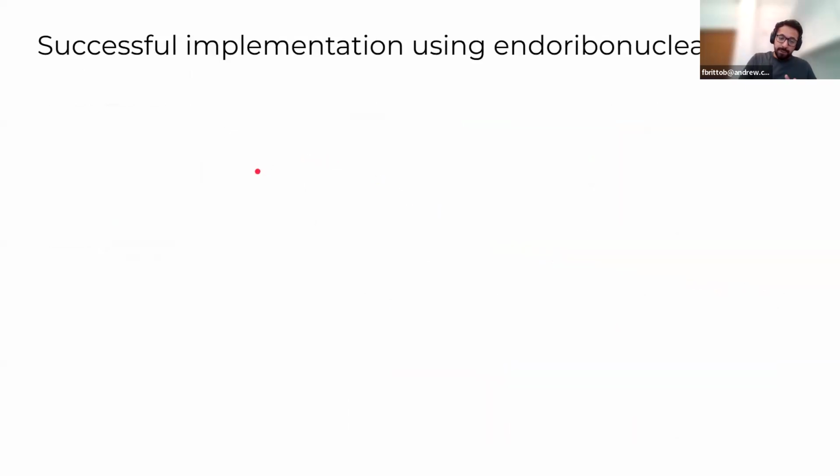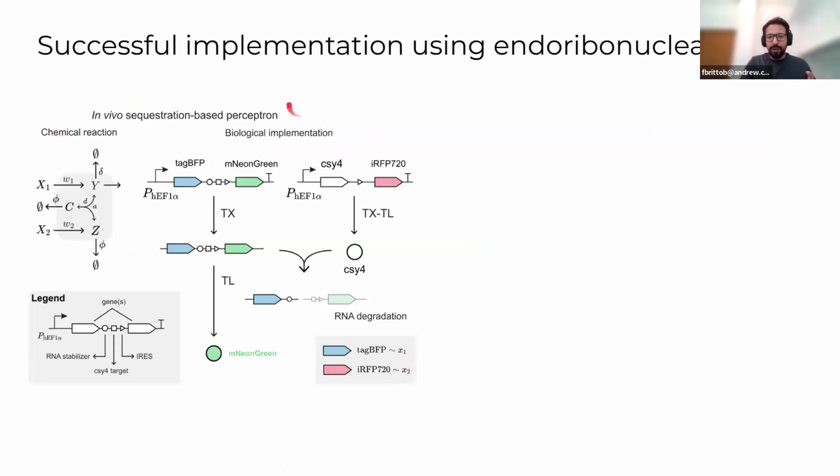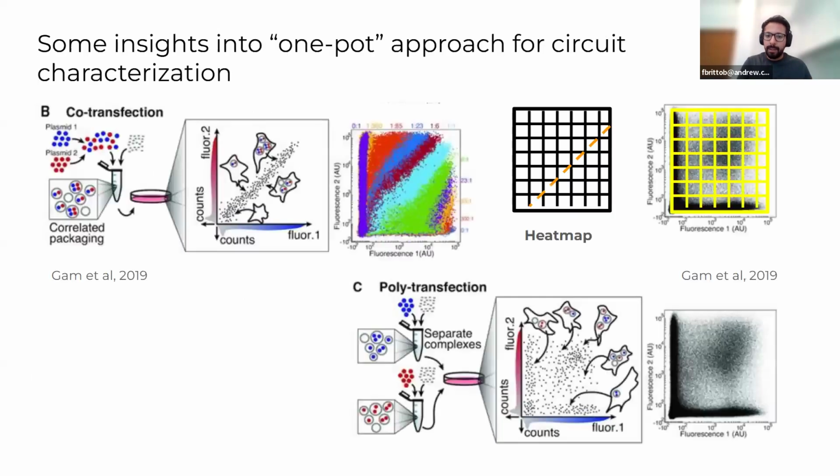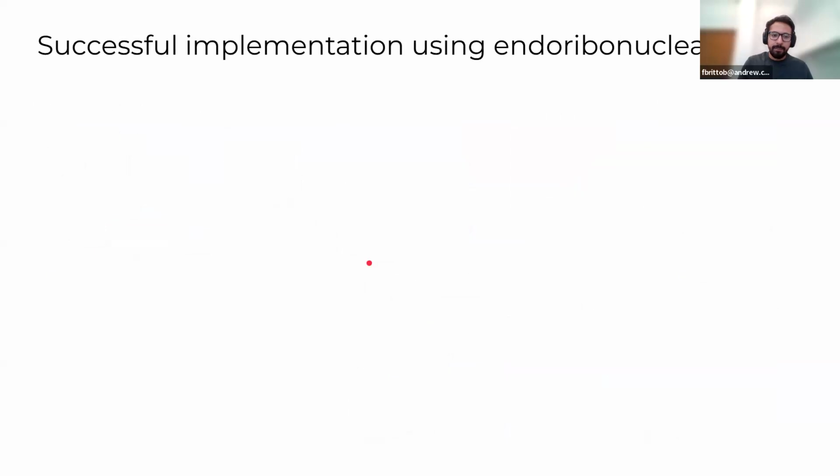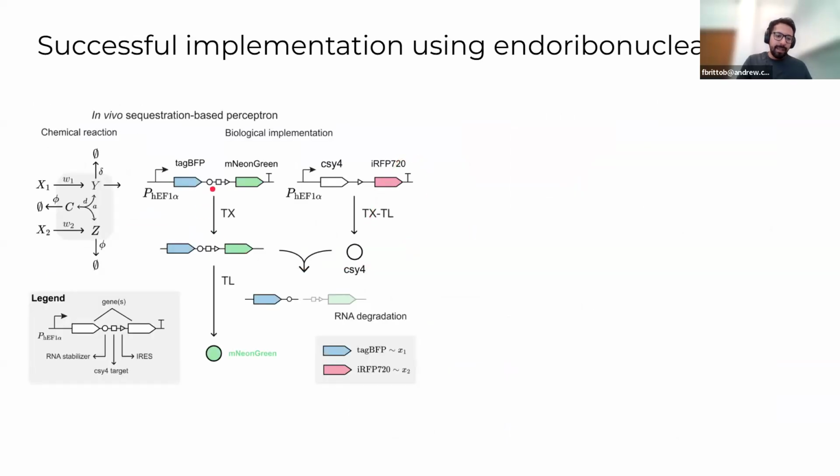As for the circuit design, this is what we did. I'm sorry, I just took the picture from the paper, but I'm going to try to explain it. So we have two plasmids. Let's focus on the plasmid on the left. It has a constitutive promoter that will be expressing tagBFP. That tagBFP would be used to infer the inputs from before, so it will be one of our axes. What we did here is we added an RNA stabilizer, we added a target sequence, and we added an IRES sequence that will let us co-express tagBFP with mNeonGreen.